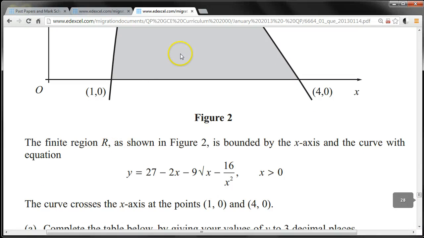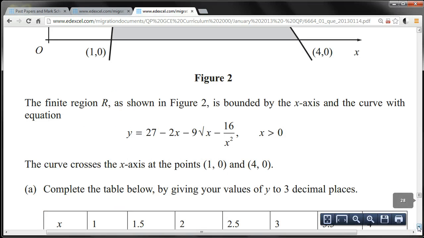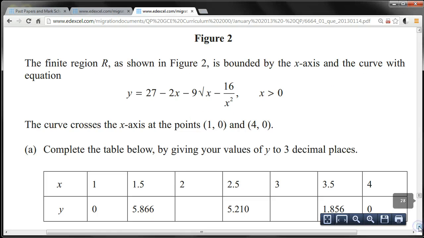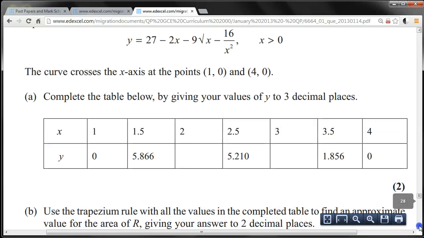The finite region R, as shown in figure 2, is bounded by the x-axis and the curve with equation here. The curve crosses the axes at the points (1, 0) and (4, 0). Complete the table below by giving your values of y to 3 decimal places.